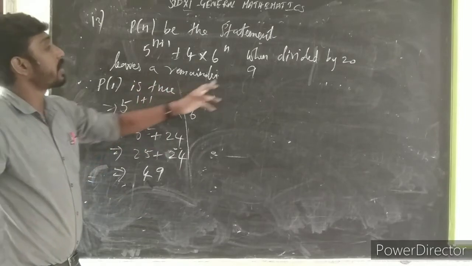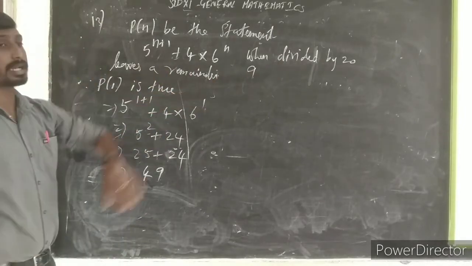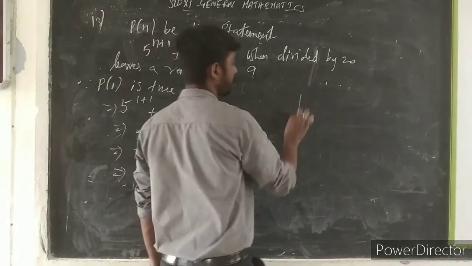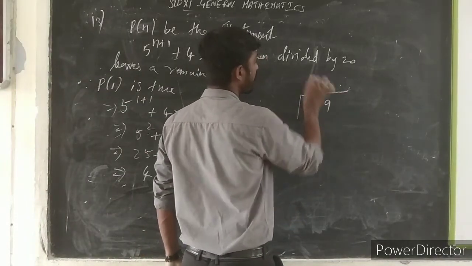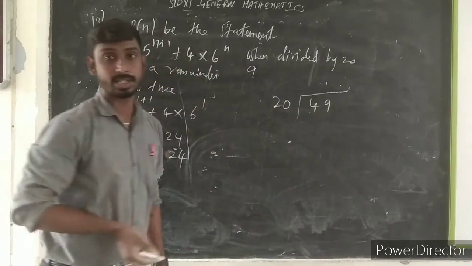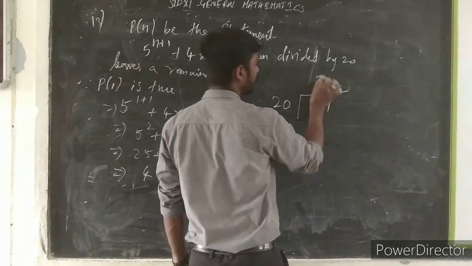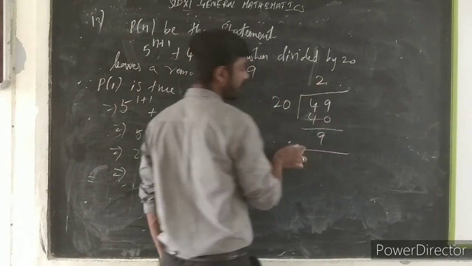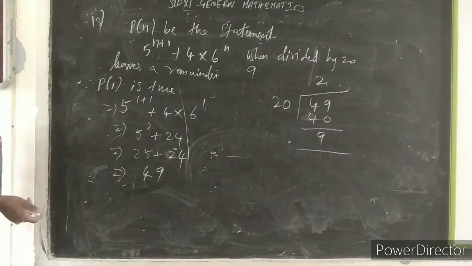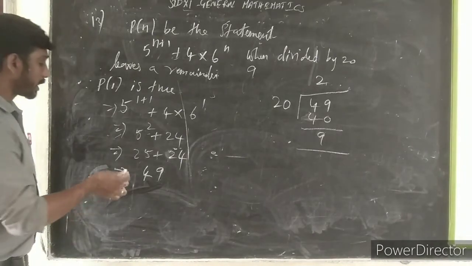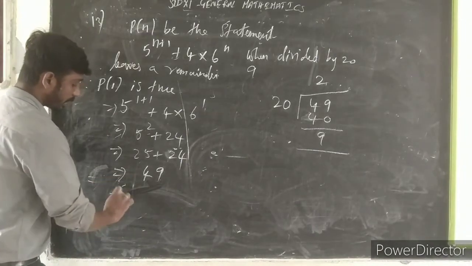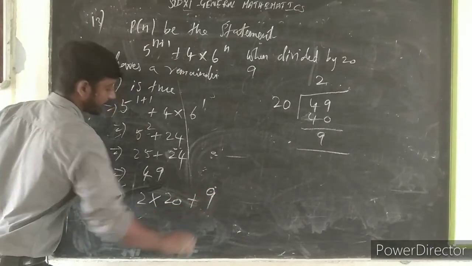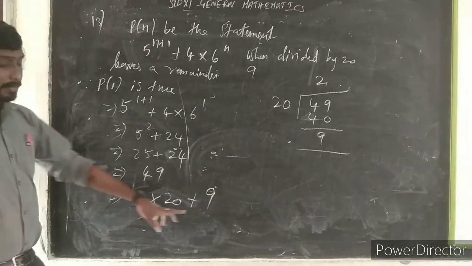The question says that when divided by 20 it leaves a remainder 9. So this value is not divisible by 20. So now comes the division process. 49 divided by 20: we get 20 into 2, that is 40. What is the remainder we are getting? That will be 9 here. We will write 49 like this: 2 into 20 plus 9.